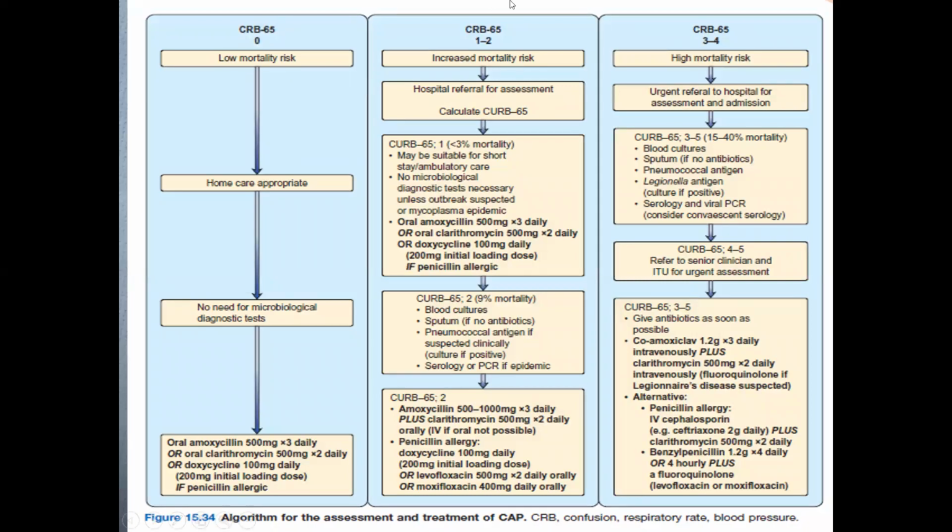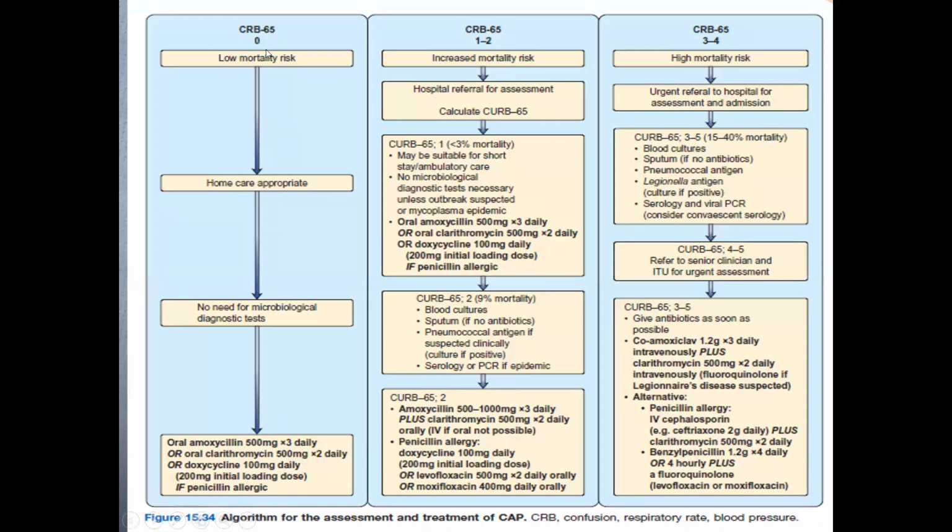So this is the algorithm that we used. So this is CRB65. You might notice that the U is missing. That is because, when you do a community diagnosis, you might not readily get your urea level. So that's how we're now looking at CRB65.